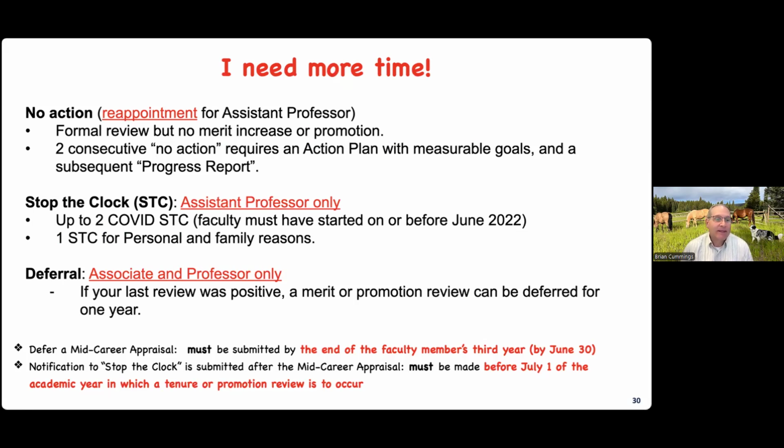If you use a stop the clock, now the COVID stop the clocks are over, so we really should take this off the slide, but you should still have a stop the clock for a personal or a family reason, for example you're taking care of an elderly parent or somebody who's sick, and you would file a stop the clock for that as well. And you can also ask for a deferral if you're an associate or a full professor. If your last review was positive, our merit or promotion review can be deferred for up to 1 year.